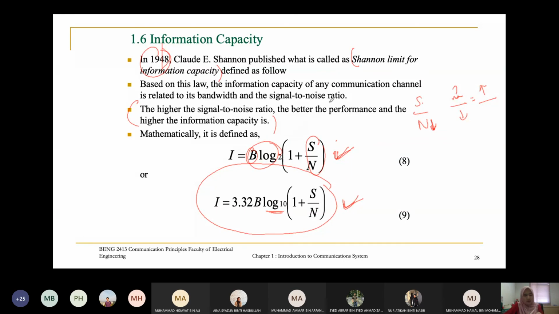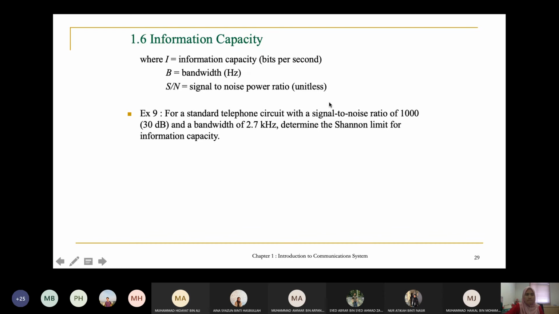Now let's look at example 9. For a standard telephone circuit with a signal to noise ratio, this is the signal to noise ratio, and a bandwidth of 2.7 kilohertz, this is the bandwidth, determine the Shannon limit for information capacity. So directly use the formula I equals 3.32 times bandwidth times log of 1 plus signal to noise ratio.